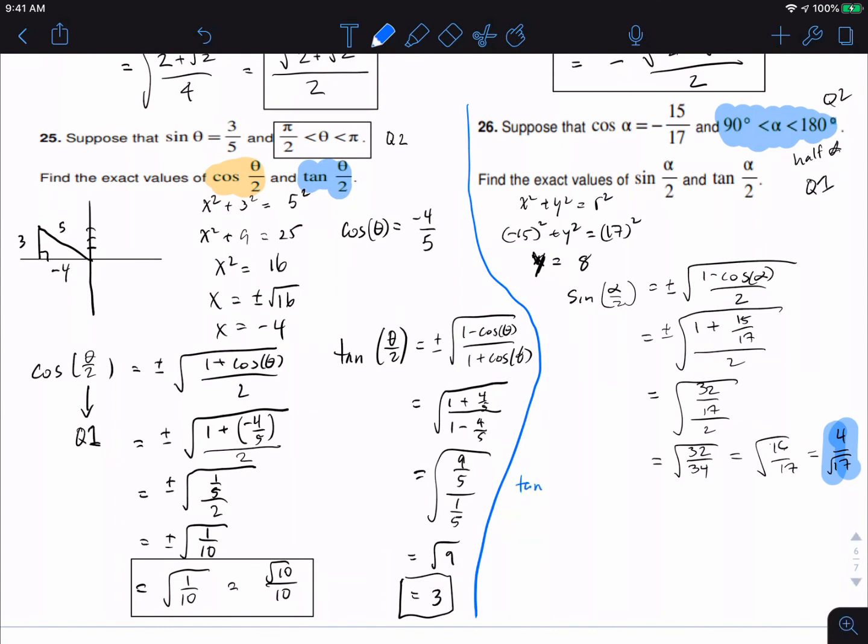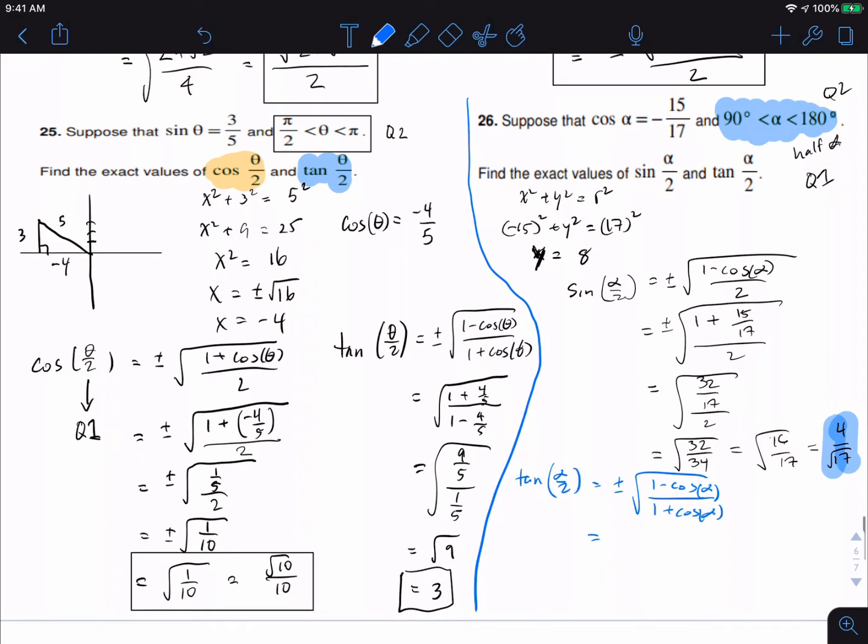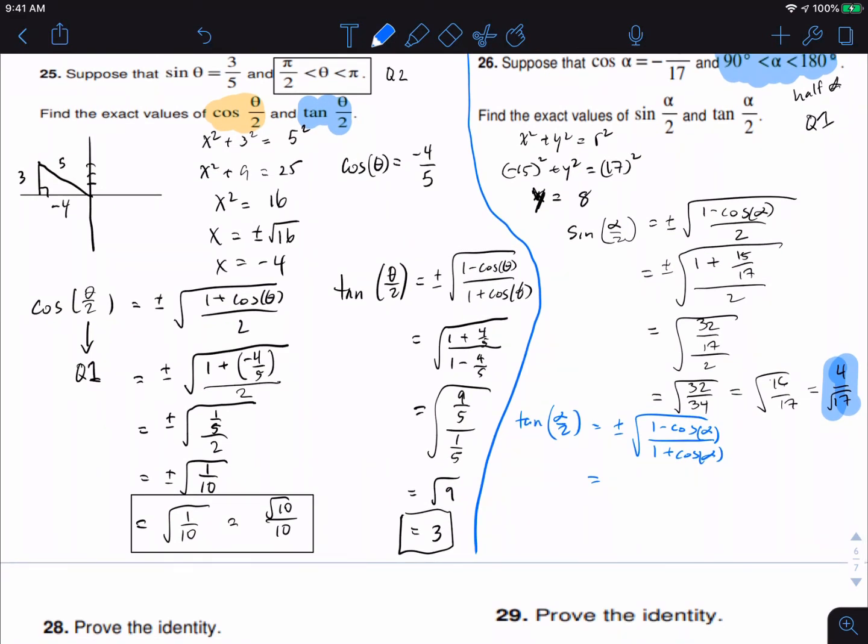I'm going to get tangent of alpha over 2 is equal to plus or minus the square root of (1 minus cosine of alpha) over (1 plus cosine of alpha). And we know what cosine of alpha is, so we can do that. And so we're going to get, again, the positive case. And so it's going to be 1 plus 15 over 17 over 1 minus 15 over 17.